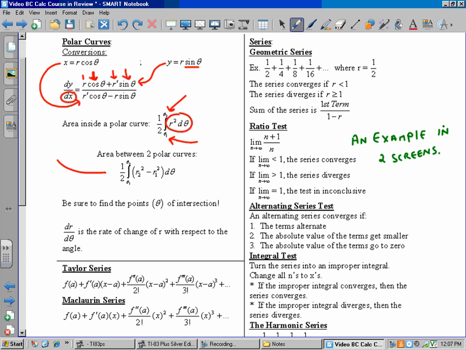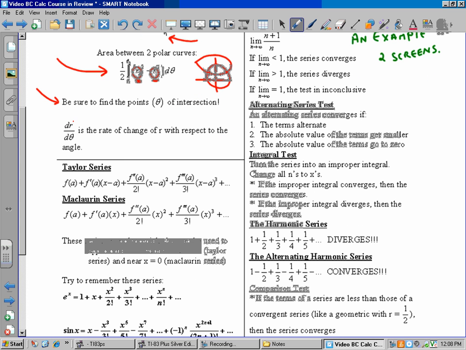To find the area between two polar curves, it's 1/2 times the integral of r squared minus r squared. Obviously this would be the top curve minus the bottom curve, or the right curve minus the left curve, whatever the case may be. Be sure to find those points of intersection, because if you want the area between two polar curves, you're going to want those points of intersection. Those are going to be the bounds.